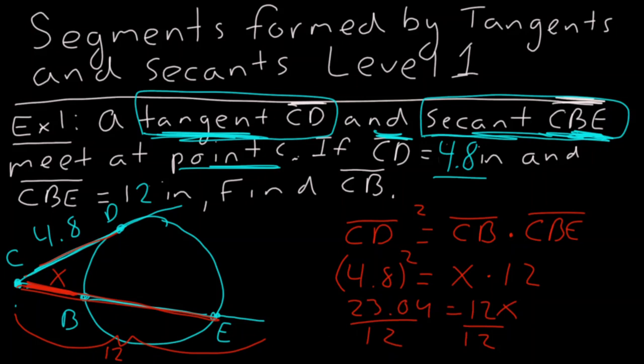So going back to our calculator, 23.04 divided by 12 is, we know that x will equal 1.92. So we come back over here, and we know that line segment CB is equal to 1.92. And in this case, our unit is going to be inches. Alright, go ahead, pause the video if you still need to finish writing down your notes. But I'm going to go ahead and clear this and move on to our second example.